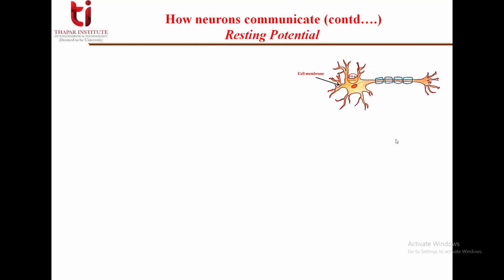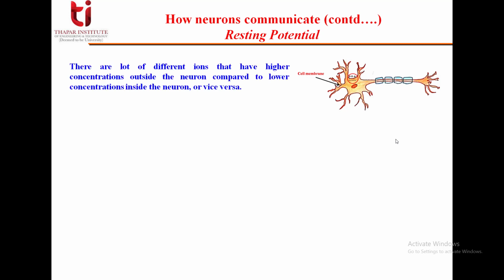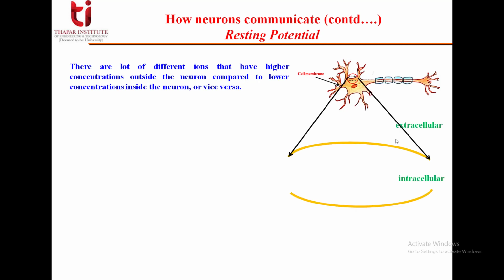Now let's discuss the whole process in more detail, and for that the first term is resting potential. As we have said, there are a lot of different ions that have higher concentrations outside the neuron compared to lower concentration inside the neuron, or vice versa. As you can see in the diagram, extracellular means out of the cell region and intracellular signifies inside the cell region.